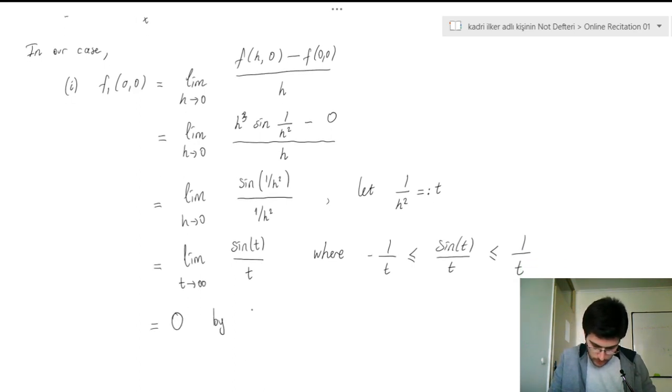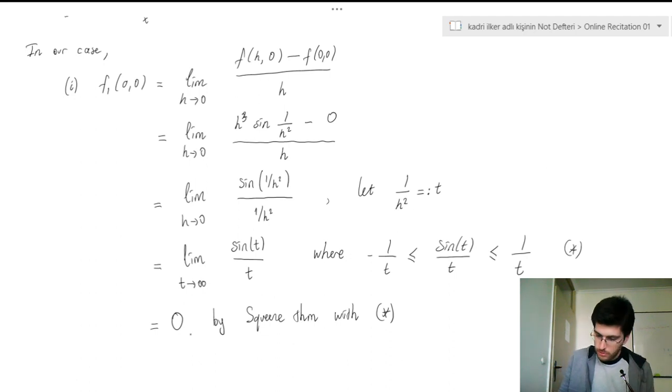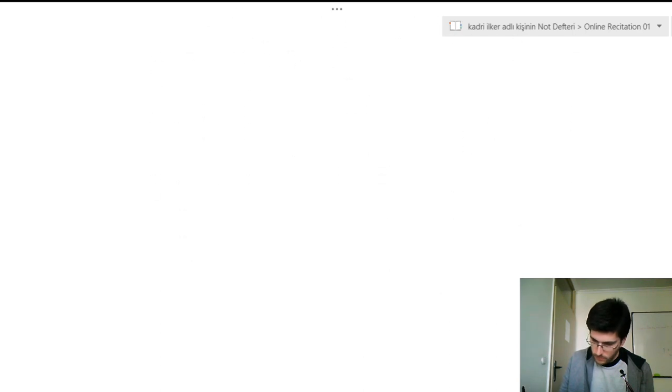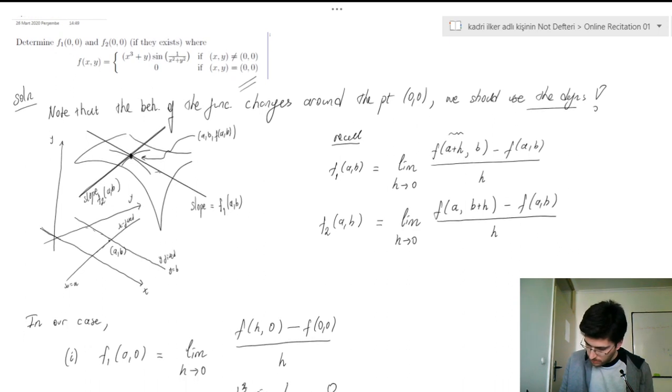By the squeeze theorem with identity star, right? Because as t gets larger and larger, this part approaches 0, and this part approaches 0, and this turns out to be 0. So everything is fine. Oops, sorry.